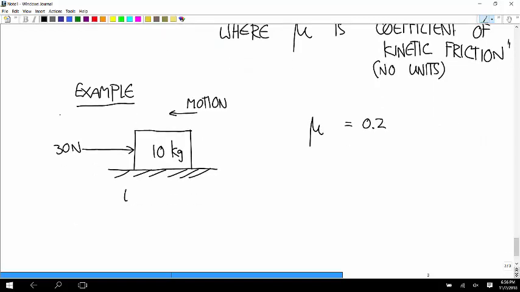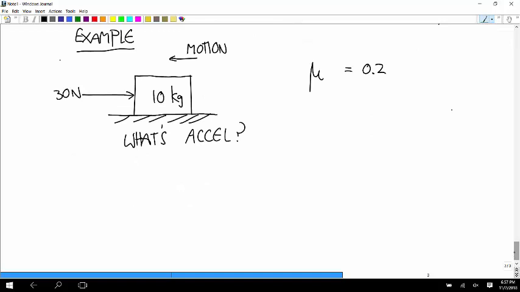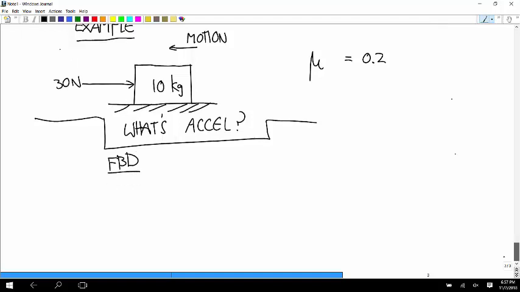Okay, so let's calculate the acceleration. I'm going to start with a free body diagram of the box. There's a weight force of 10 kilograms times 9.81, so 98.1 newtons. And now going around the boundary, there's the 30 Newton force. And then the ground is still pushing up on the box, so there's still a normal force.